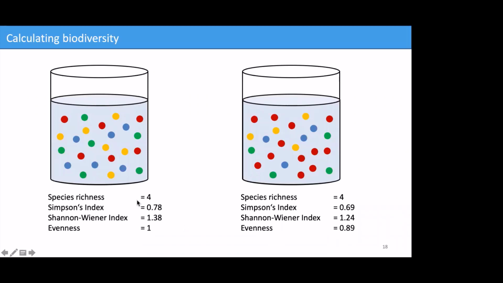Okay, so let's go back here to this sample. When I say here Simpson's index is 0.78, that means when I close my eyes and I get 2 circles or 2 balls from this ecosystem, 2 balls from this beaker or from this pail, okay? The probability that these 2 balls that I will get from this sample are different is 78%.